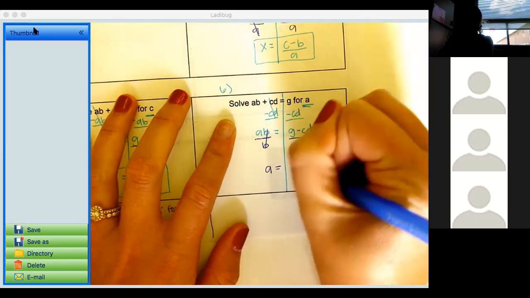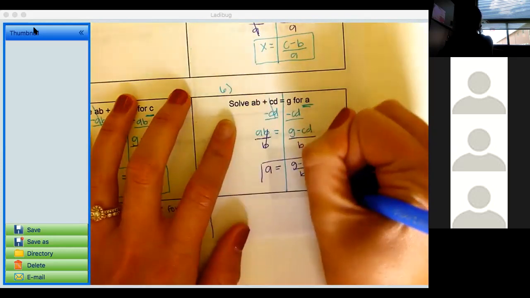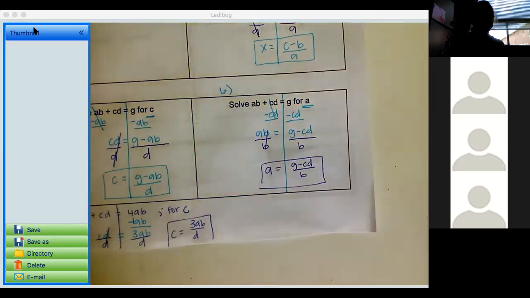There we go. G minus CD over B. How are we feeling? Good. Okay.